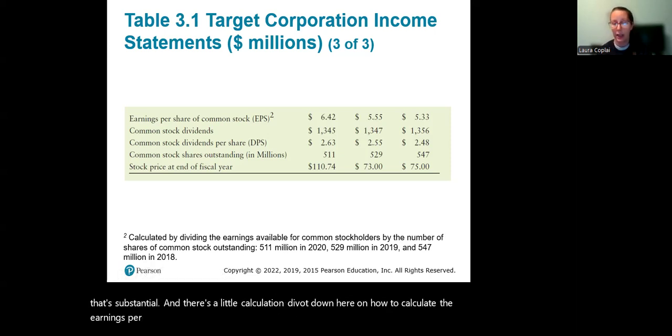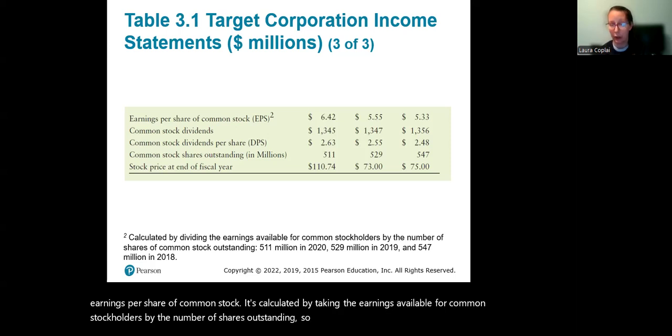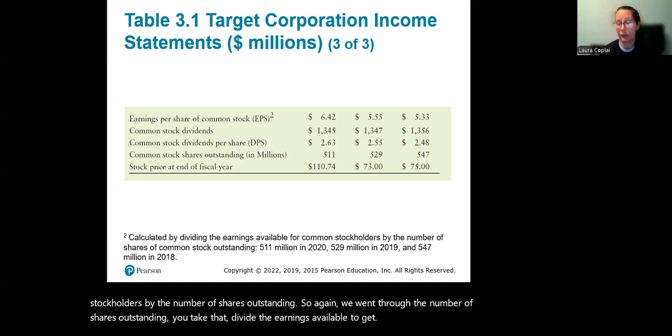And there's a little calculation note down here on how to calculate the earnings per share of common stock. It's calculated by taking the earnings available for common stockholders and dividing by the number of shares outstanding. So again, we went through the number of shares outstanding. You take that, divide the earnings available by it, to get the earnings per share of common stock.